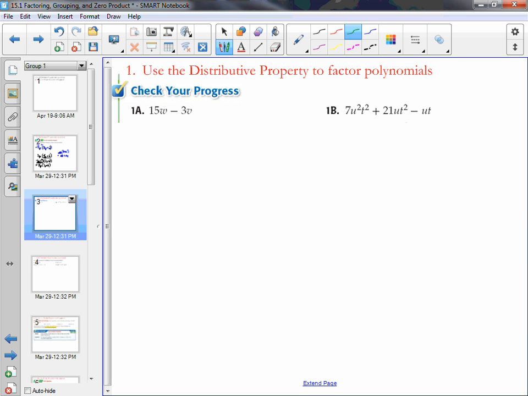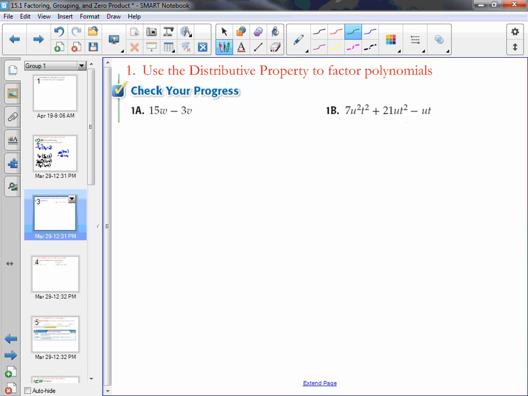Any need to factor out a 1? No, that didn't do you any good, does it? Dividing out a 1 doesn't change anything. So there is no numerical GCF. So let's look at the u's. We've got a u squared, and then a u, and then a u.